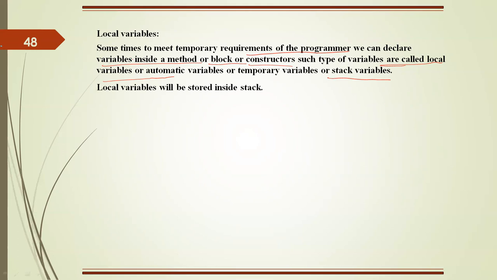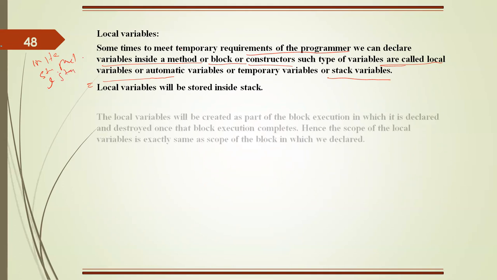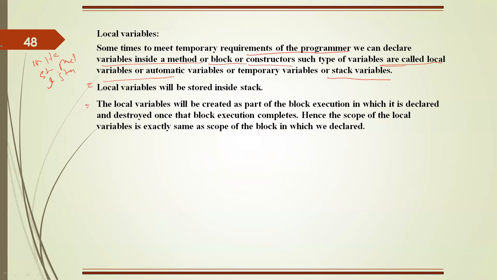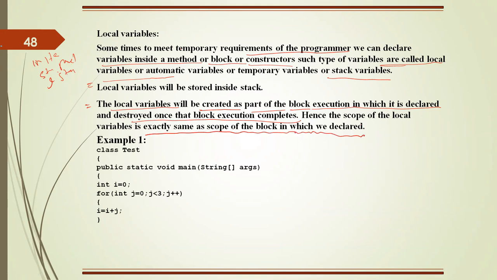Where will it be stored? Now you can see: instance variables in the heap, static variables in the method area, and local variables in the stack. The local variable will be created as part of block execution, inside this declaration, and destroyed once the block execution is completed. Hence the scope of a local variable is exactly the same as the scope of the block in which it is declared.